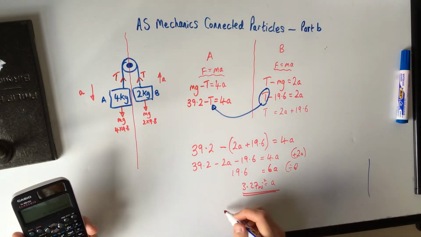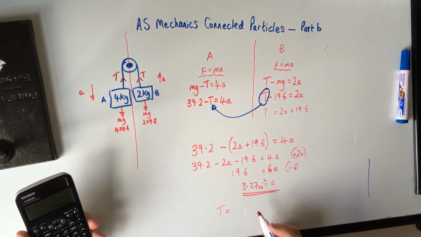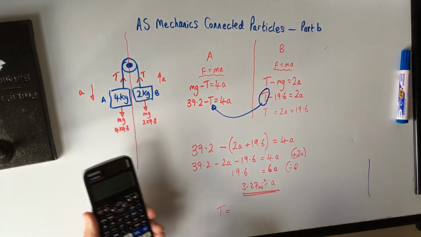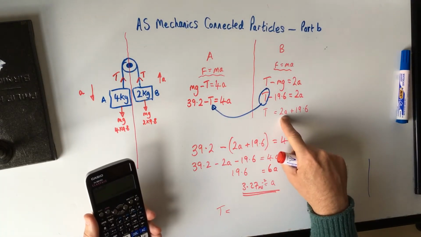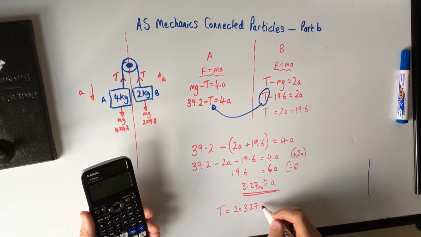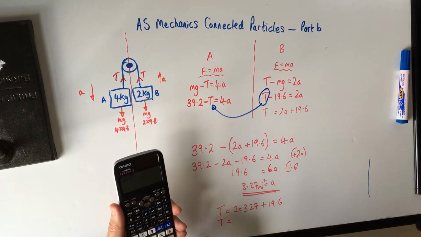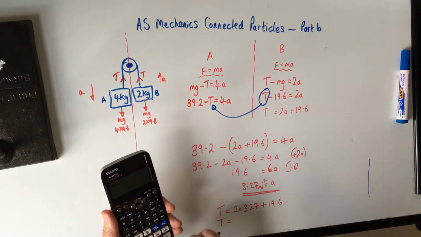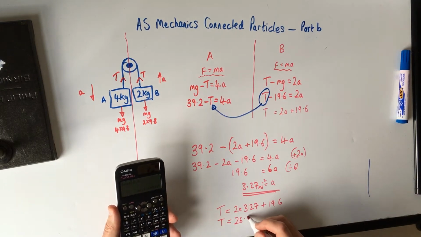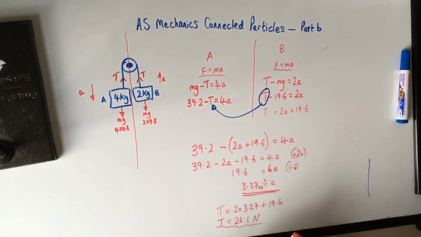That's the easiest one. So the tension is equal to 2a, 2 times the acceleration, plus 19.6. And I've got the acceleration more accurately on my calculator. So I'm going to times that by 2 lots of the acceleration plus the 19.6. So times by 2 plus 19.6, and that gives me 26.1 newtons.